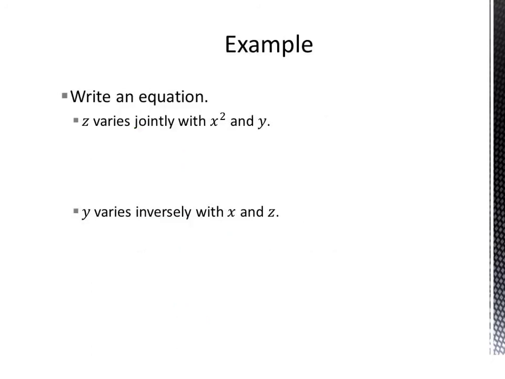Two more, since we haven't done any jointly yet. z varies jointly with x squared and y. So jointly is the product, so we still have to have a k, and then it's going to be x squared y. And then our last one, y varies inversely with x and z, meaning x and z are both on the bottom, k on top.